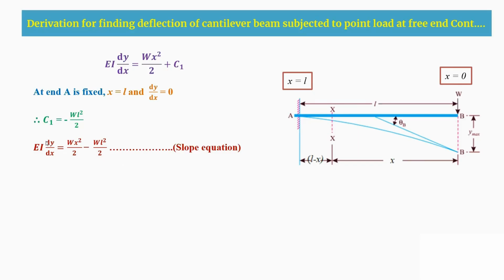So this is the slope equation. By using the slope equation, you can find the slope at any point of the beam, from x equals 0 to x equals L. If you substitute x equals 0, I get the slope at the B point, that is minus WL square by 2. Suppose you want it at x equals L by 2, in the place of x we can substitute the L by 2 value.